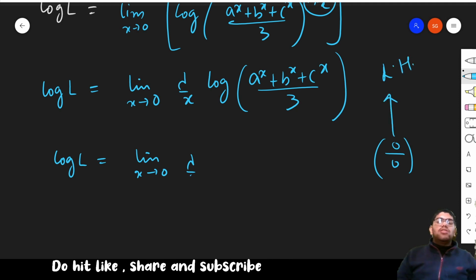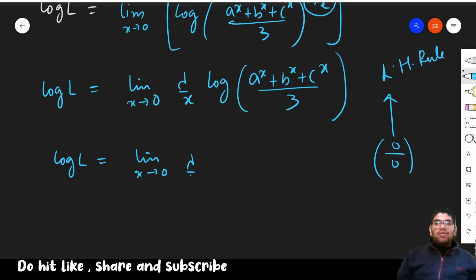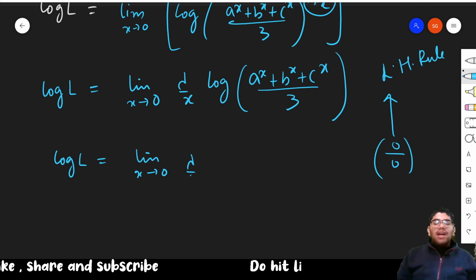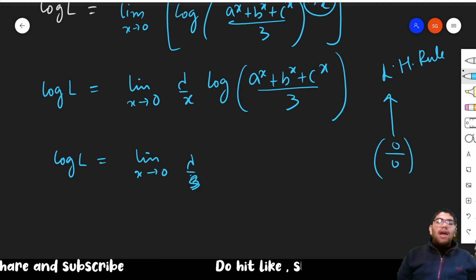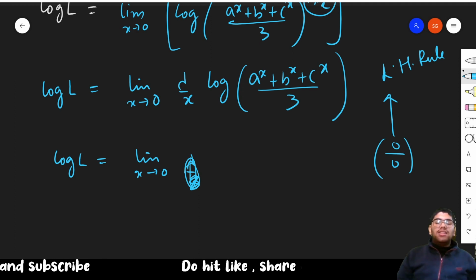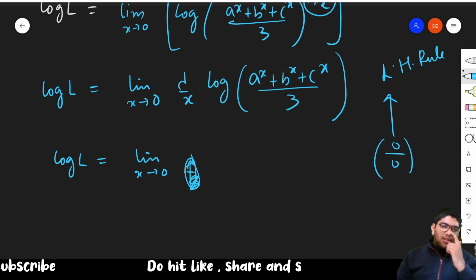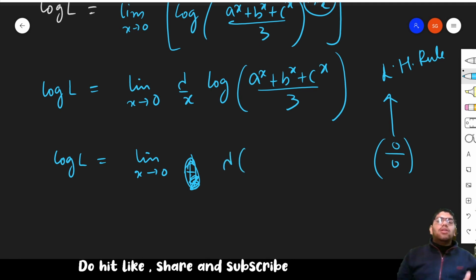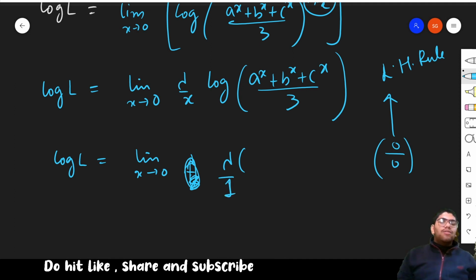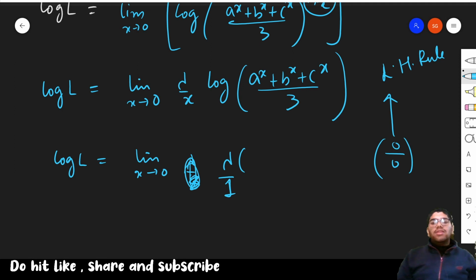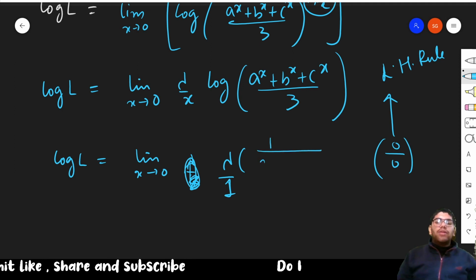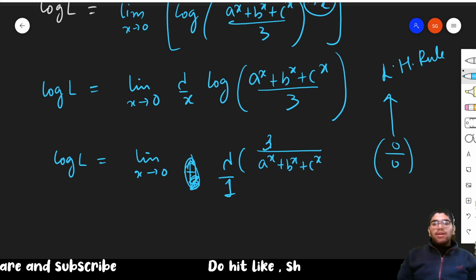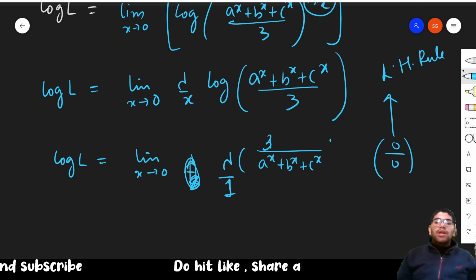In such a case we can apply the LH rule, that is L'Hopital, L hospital or whatever you call it. Actually it is pronounced L'Hopital, so I'll pronounce it that way. So what I can do is differentiate the numerator and the denominator separately. Lambda is a constant, so lambda will come out of the differentiation. Perhaps I can differentiate the denominator first because it is simple. The differentiation of x is 1, and the derivative of the log of this thing is 1 over (a power x plus b power x plus c power x by 3), times the internal differentiation.